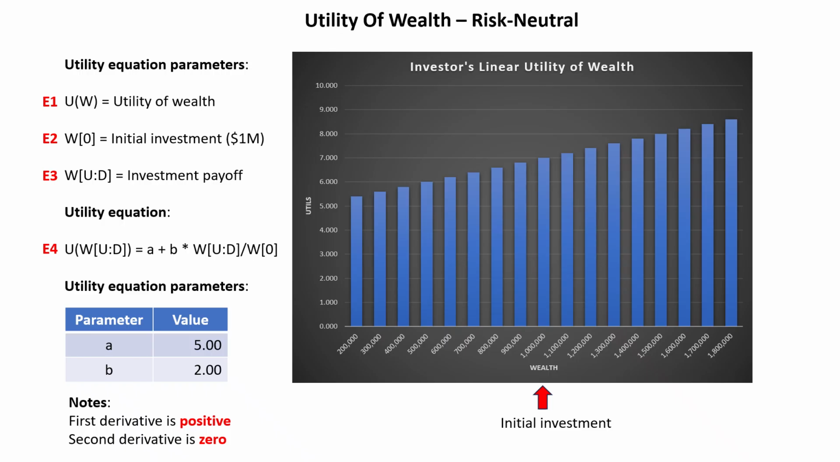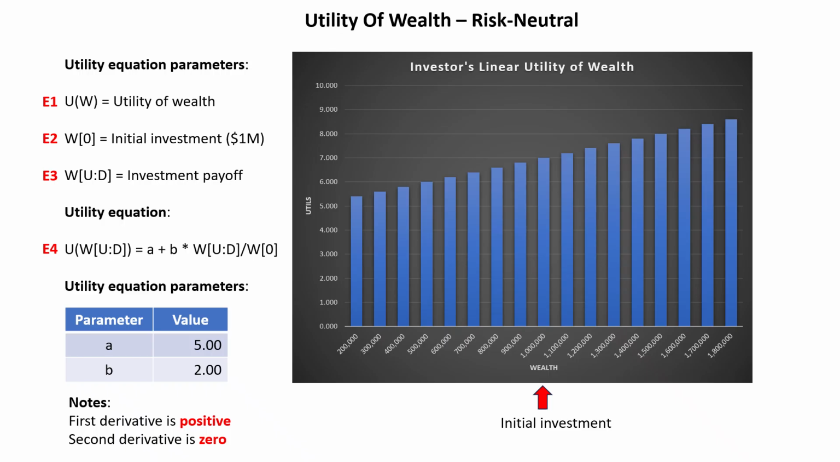So in order to create the graph to the right, I had to plug some values in for A and B in our utility equation, and I do that in that table, where I say that my parameter A is 5, my parameter B is 2.